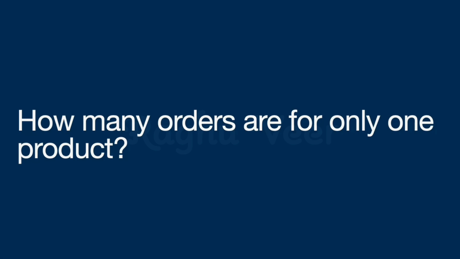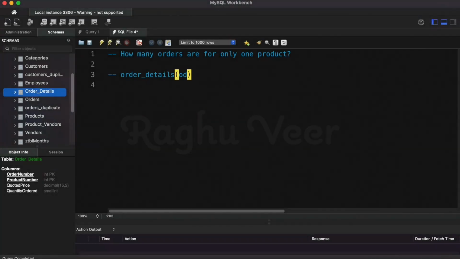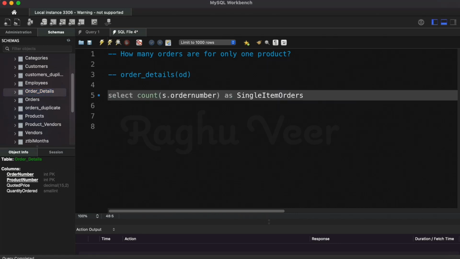Next question. How many orders are for only one product? The data is in a single table here, order details. We'll use a subquery to answer this question. Now since the question is asking for how many orders, we just want the count of orders. So I select count of order number as single item orders.